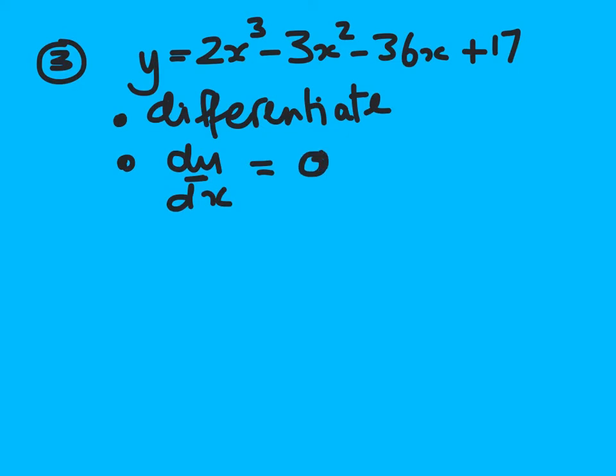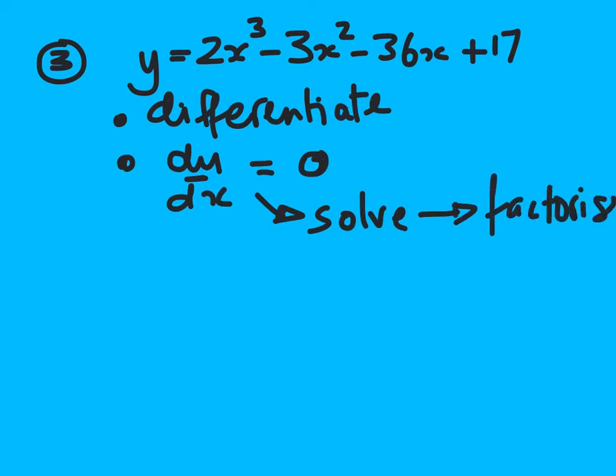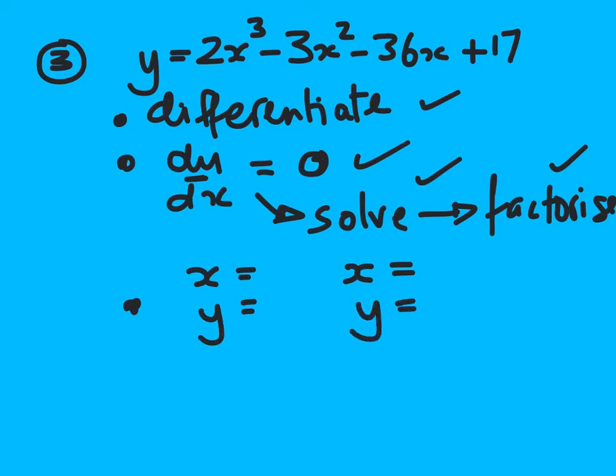How do we do that? We do that by solving the equation. How do we solve the equation? By factorising. Right, these are all the wee steps that should be going through your head for these questions. So once we've differentiated, once we've put it equal to 0, once we've solved by factorising, we're going to end up with x equals and x equals. Next stage is to work out what the y points are. How do I work out the y points? I put the x numbers back into the y formula.